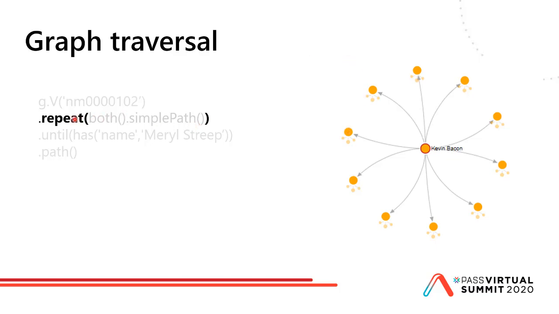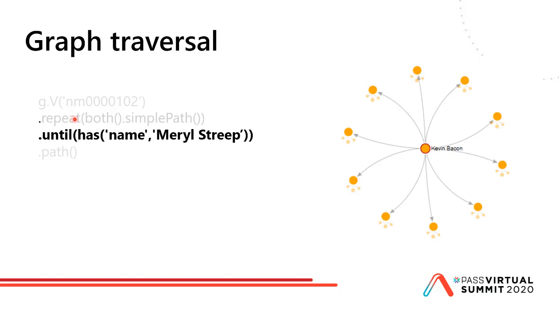And this process is going to repeat until we have a condition, and that condition is the person that we're looking for. So in this case, we're looking for Meryl Streep. So it'll expand out until we've found that Meryl Streep item. And then the thing we want to do is return the path that comes from Meryl Streep to Kevin Bacon. So let's have a look at how that runs within Cosmos DB.